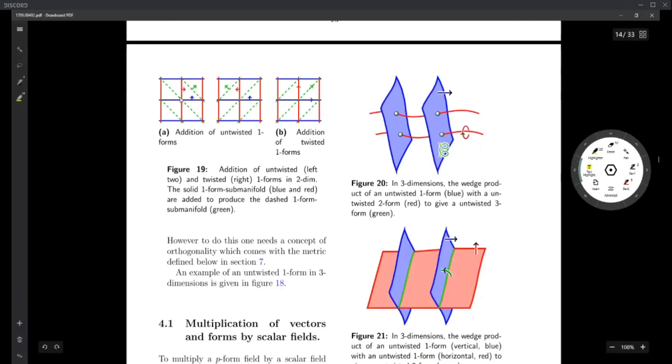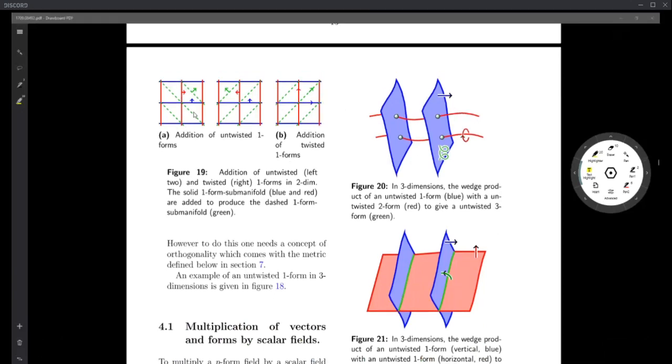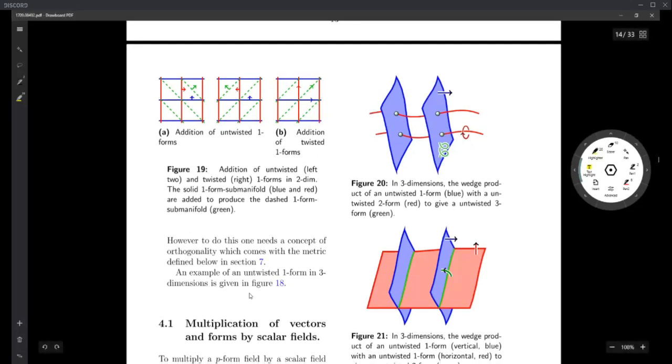So I assume that my cursor is quite visible. Hello? Yeah, I think so. Yeah, you can hear me, right? Thank you. I was pretty stuck there, right?